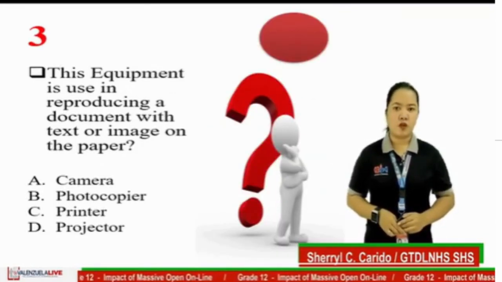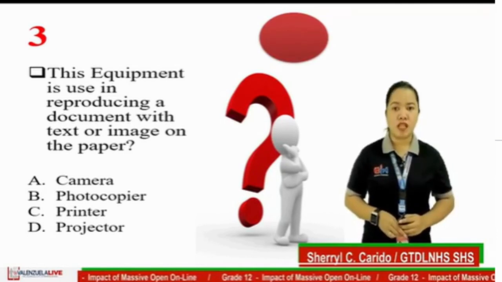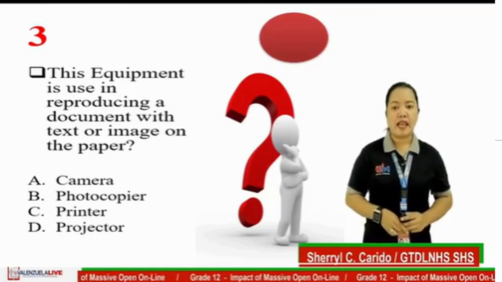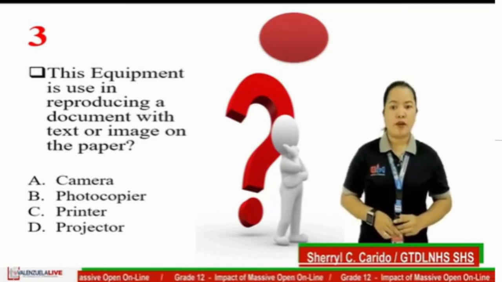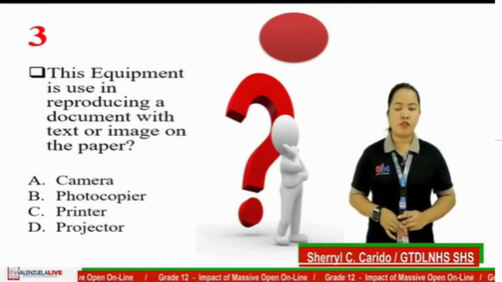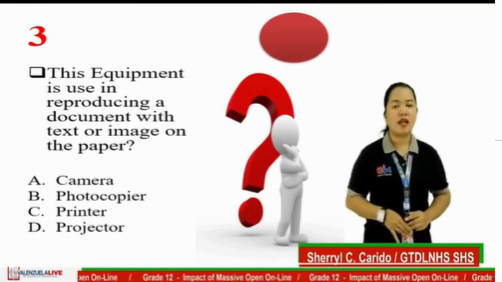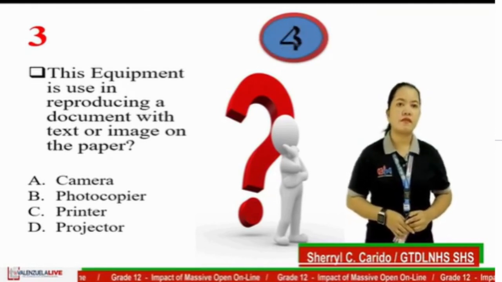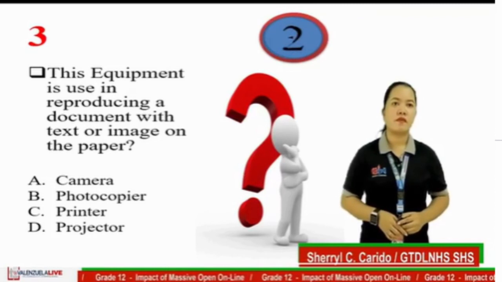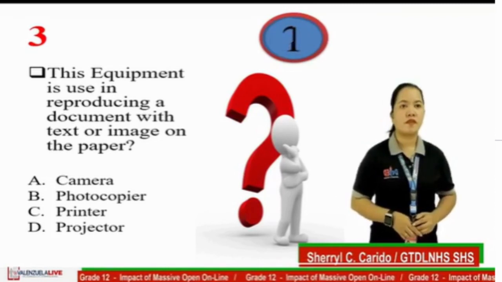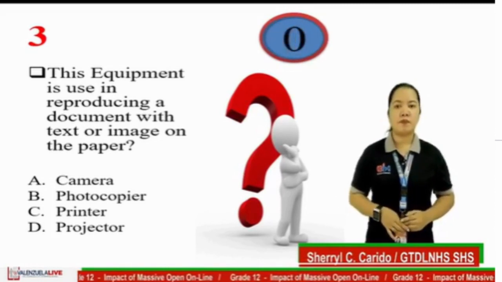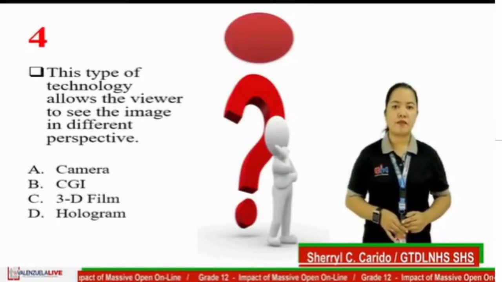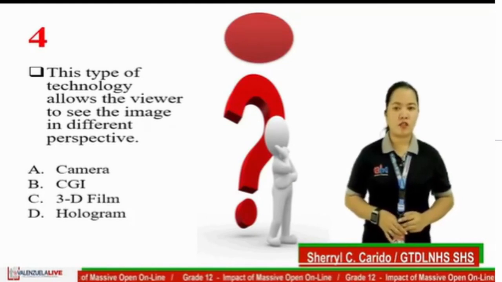For the third question, this equipment is used in reproducing a document with text or image on the paper. A. Camera. B. Photocopier. C. Printer. Or D. Projector. Your 5 seconds starts now. Time is up. The answer is letter B. Photocopier.